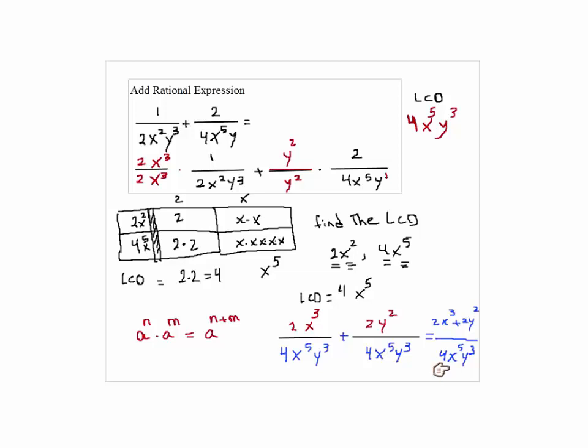By subtracting the x cubed to x to the 5th and y squared to the y to the 3rd, and dividing 2 and 4, making it 1/2.